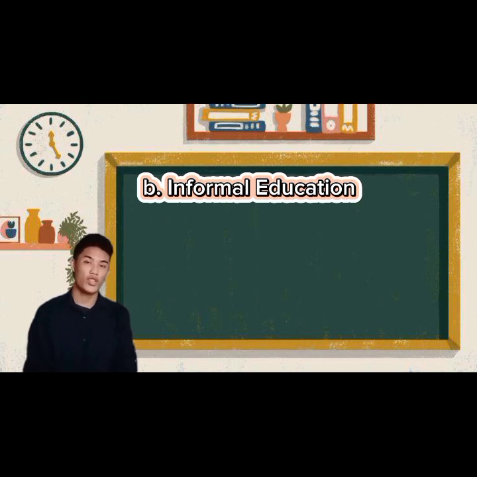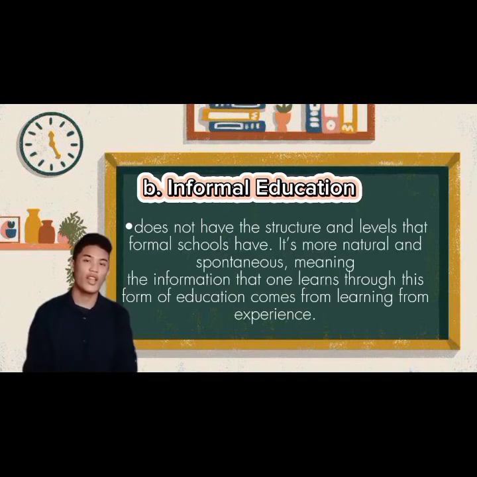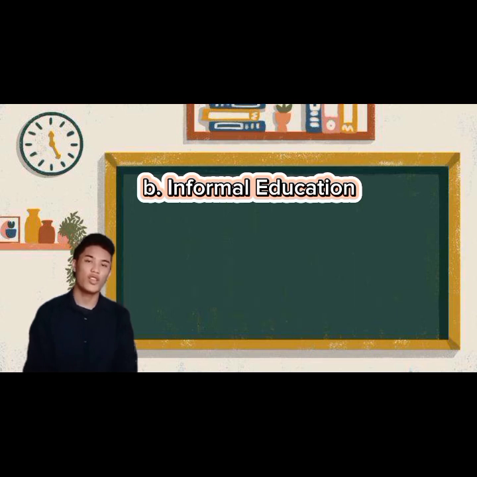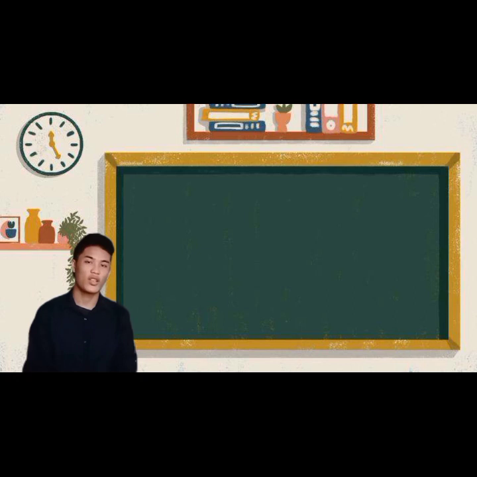Letter B, informal education. It does not have the structure and level that formal schools have. It is more natural and spontaneous, meaning the information learned through this form of education comes from learning from experiences. Formal education can teach you about fire and physics and more advanced classes like thermodynamics, but informal education is when you see a person burning their hands when they touch a pot handle without a pot holder, and you learn that heat from the stove is transferred to the pot handle, so you should be careful when you handle your cookware.